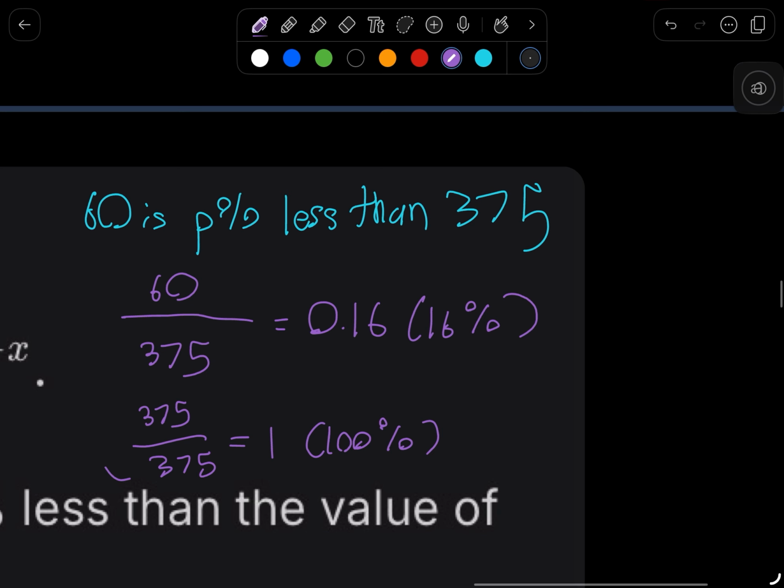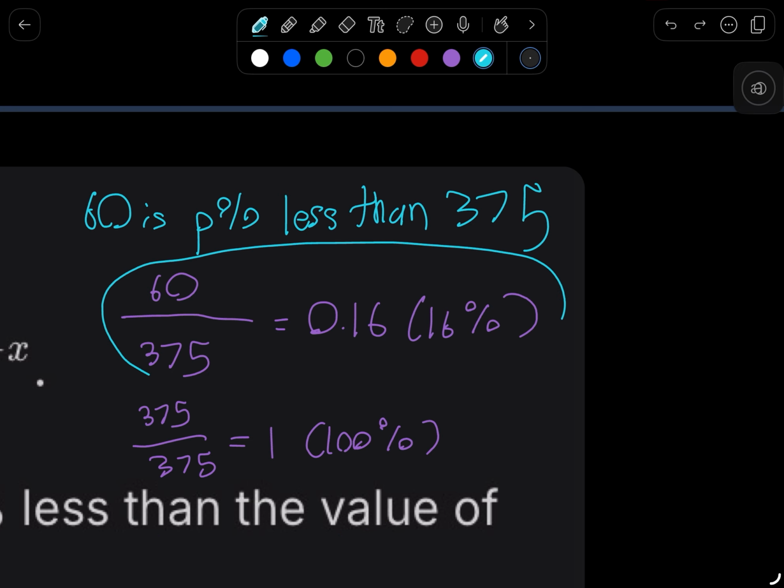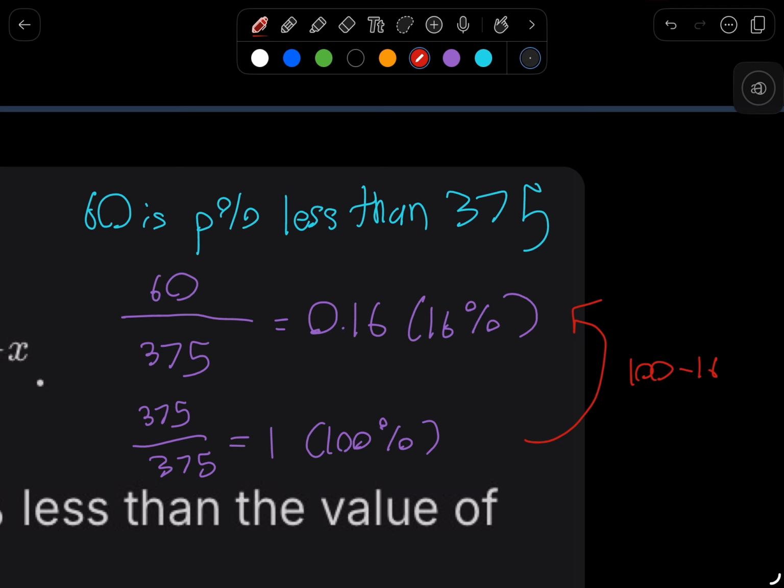So this is the entire whole, and this is the specific part where 60 takes place, right? That represents the amount 60 takes up out of the total 375. So, well, because you're trying to find how much percent it's less by, well, you just subtract these two, right? You do 100 minus 16, and you get 84%.